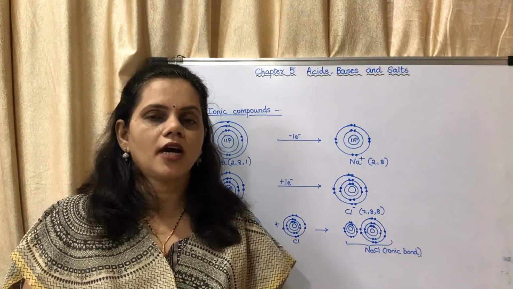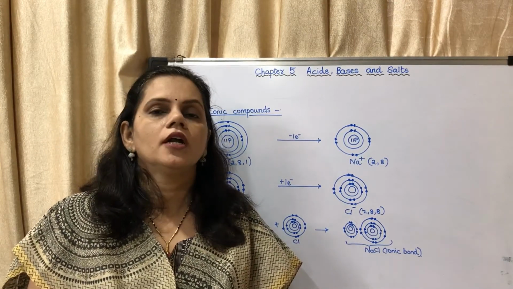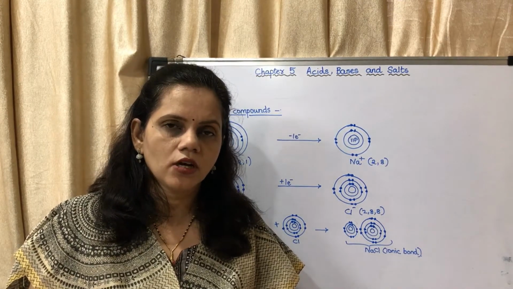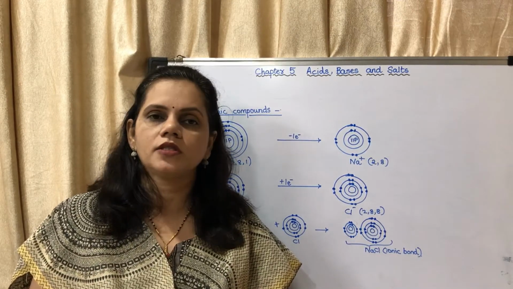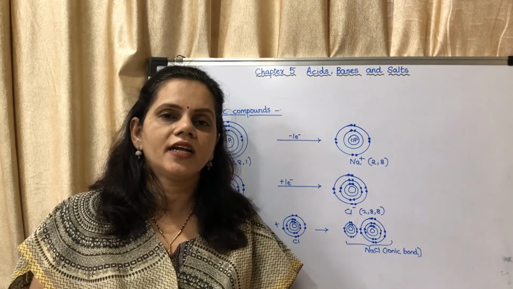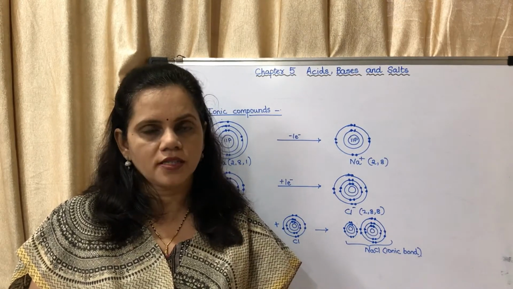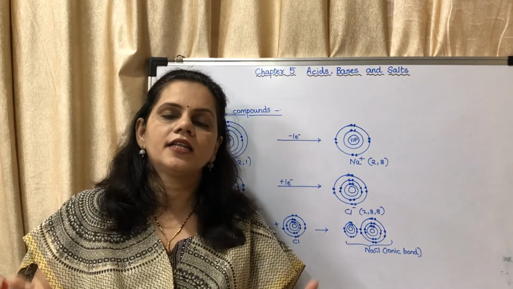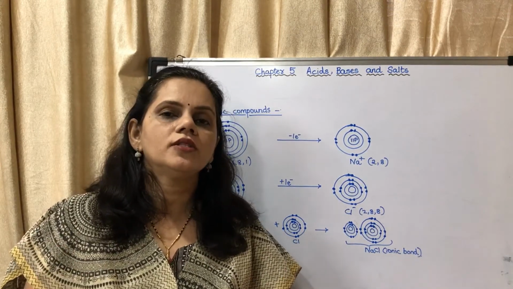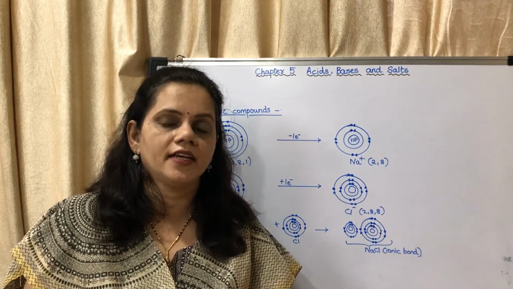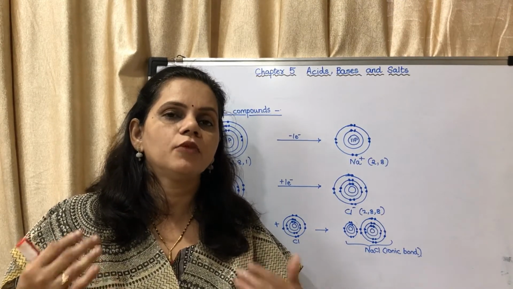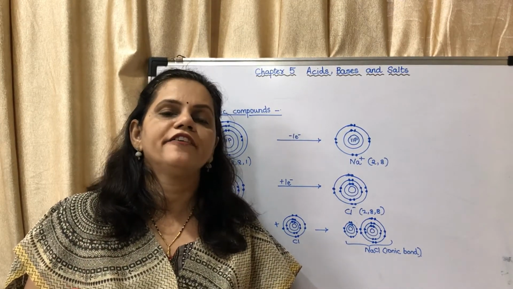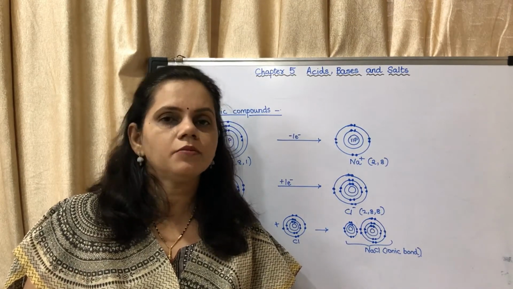You have studied about ionic compounds in the other chapter also. Now what do you mean by an ionic compound? When an atom loses electrons or gains electrons, it becomes an ion. If an atom loses electrons, it becomes a positive ion. If an atom gains electrons, it becomes a negative ion. In the other chapter, I had told you losing, giving is positive. So if an atom loses electrons, it becomes a positive ion. If an atom gains electrons, it becomes a negative ion.